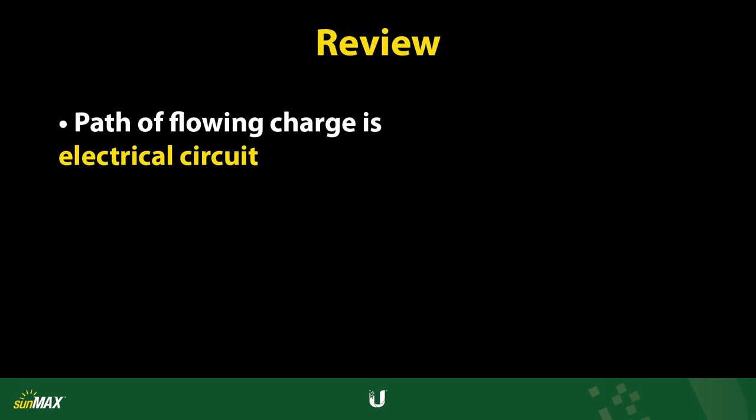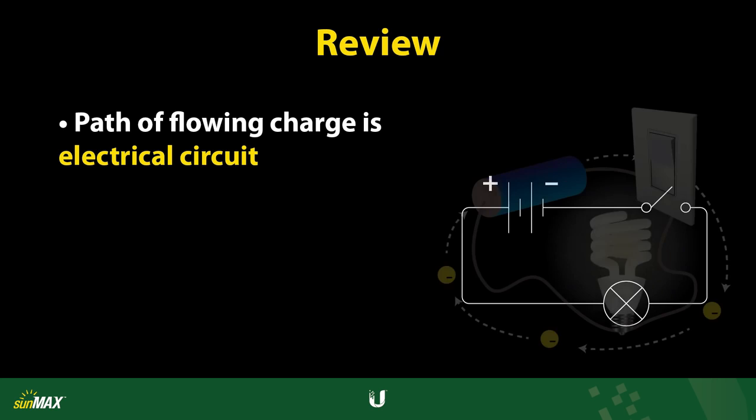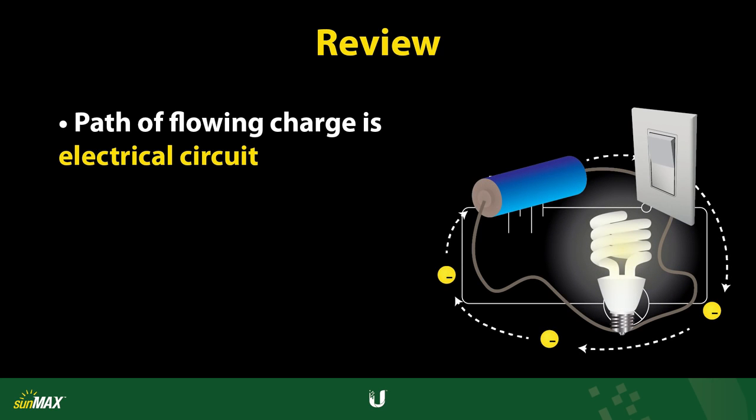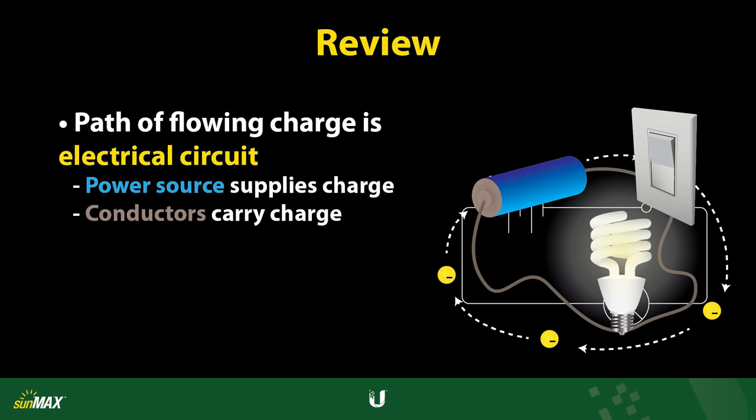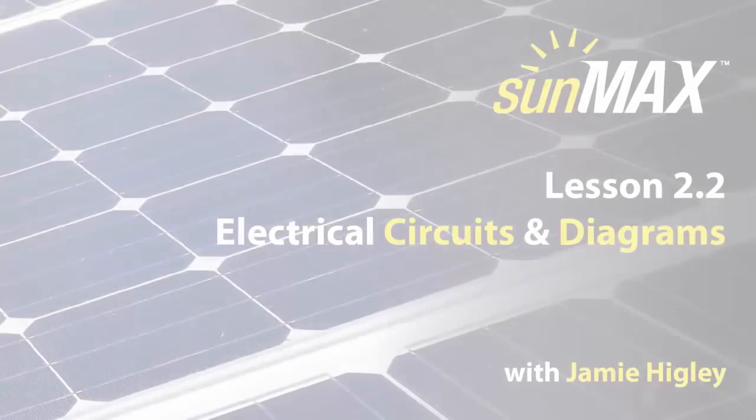To review, an electrical circuit represents the path along which charged particles flow. A typical circuit generally consists of a power source, load, and conductors. The power source supplies charge potential, whereas the load uses the charge for some purpose. And finally, a switch opens or closes a circuit.